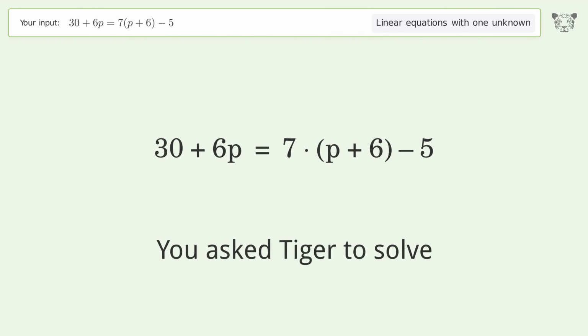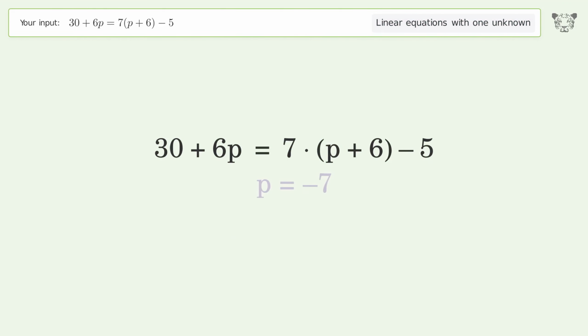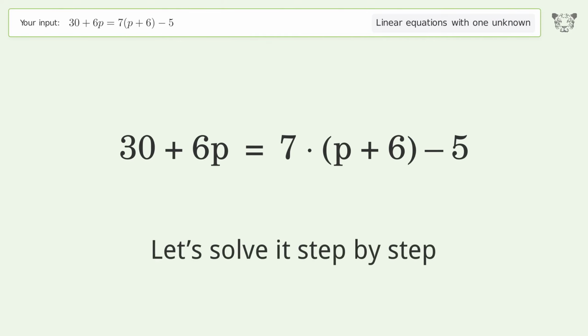You ask Tiger to solve this. It deals with linear equations with one unknown. The final result is p equals -7. Let's solve it step by step.